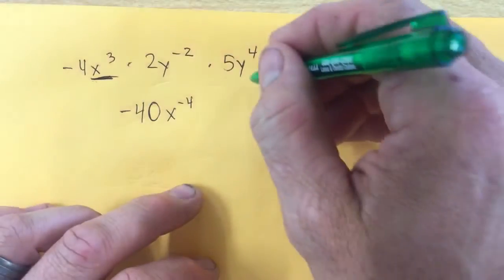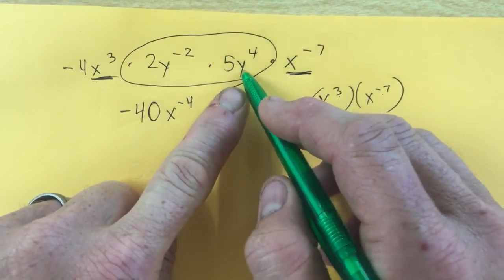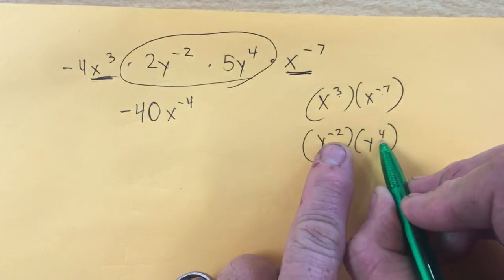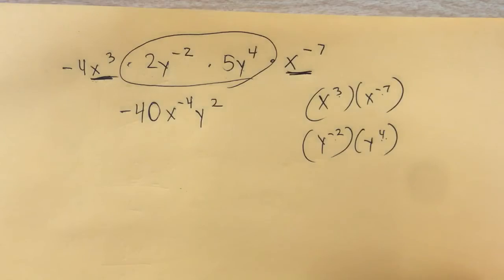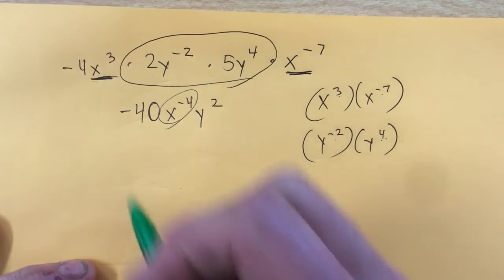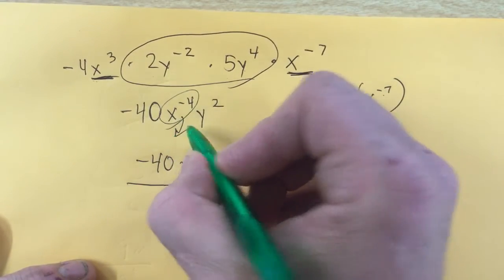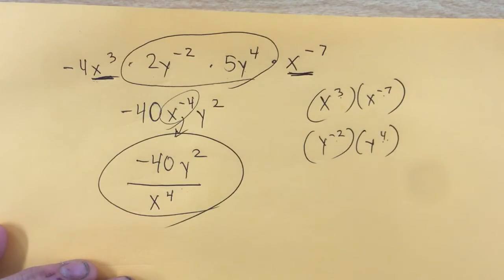Okay, then when I do my y's right here, that's y to the negative 2 times y to the 4. When I multiply these, I just add these exponents. So negative 2 plus 4 would be a positive 2. Okay, so that's what I get right there. Well, this negative exponent, we really don't like those. So when I have a negative exponent, that moves it to the denominator. So this negative 40 and the y squared are going to stay in the numerator. This guy's going to go down, and that turns him into a positive exponent, and that would be my answer right there. Okay.